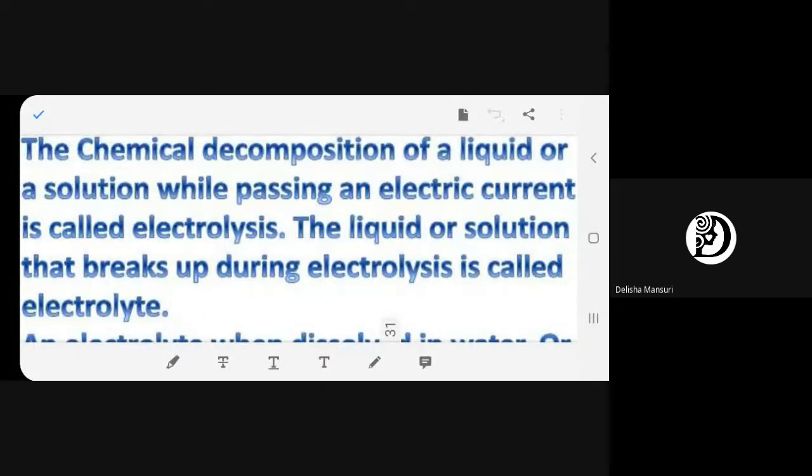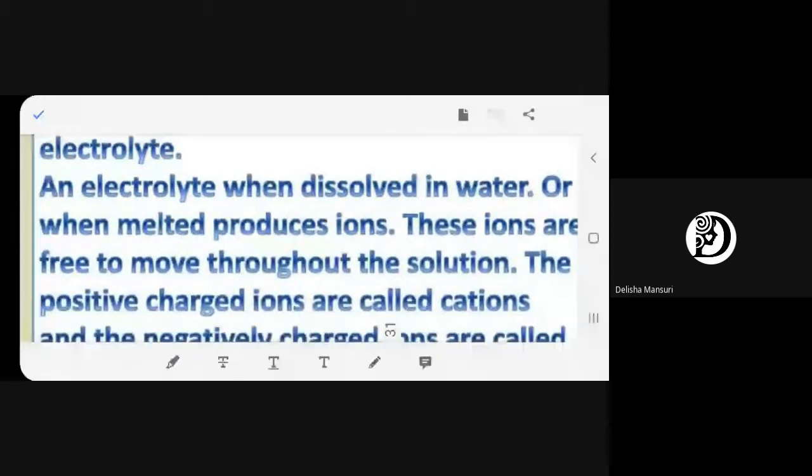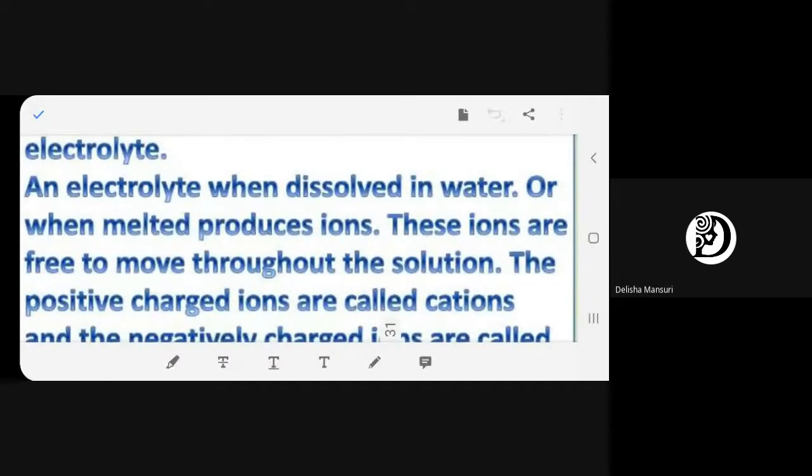The chemical decomposition of a liquid or a solution while passing an electric current is called electrolysis. Say it again. Electrolysis. The liquid or solution that breaks up during electrolysis is called an electrolyte. An electrolyte, when dissolved in water or when melted, produces ions. These ions are free to move throughout the solution.